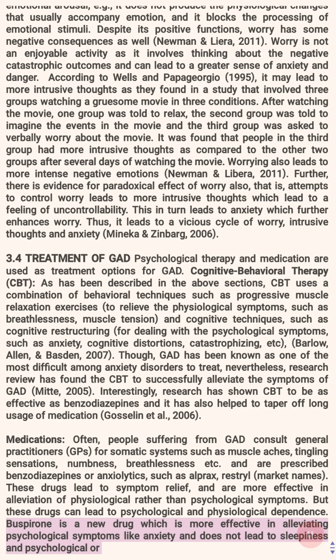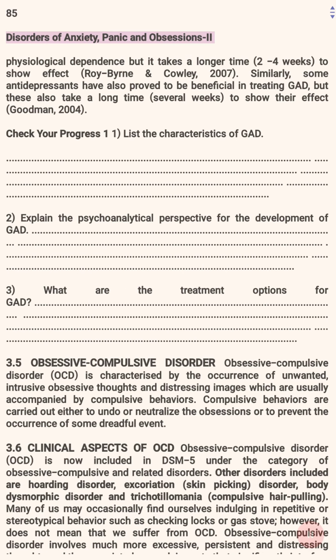Buspirone is a new drug which is more effective in alleviating psychological symptoms like anxiety and does not lead to sleepiness and psychological or physiological dependence, but it takes a longer time, 2 to 4 weeks, to show effect. Roy Byrne and Cowley, 2007. Similarly, some antidepressants have also proved to be beneficial in treating GAD, but these also take a long time, several weeks, to show their effect. Goodman, 2004.